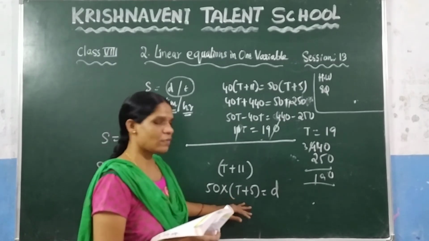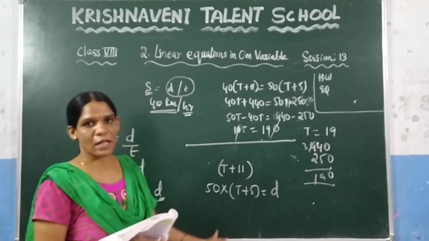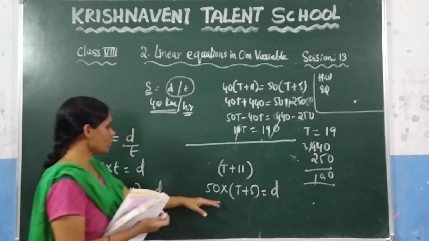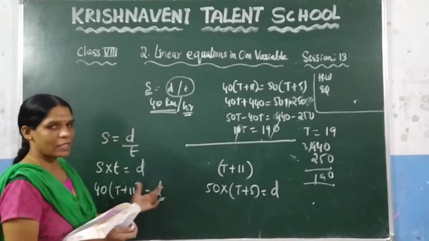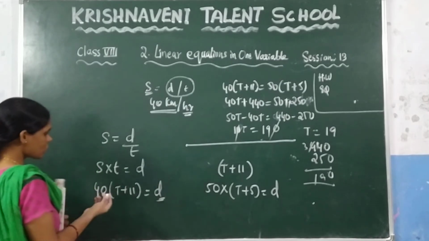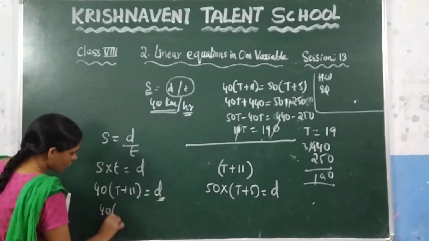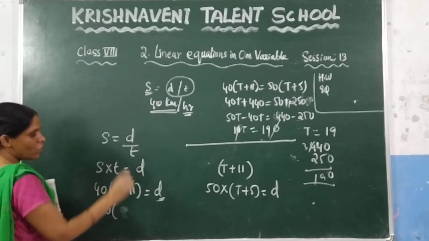If you substitute the t value here, you will get the distance travelled by the train. In any of the equations you can substitute it. You will get the same distance because the train is the same. So substitute any of the values here, 40 into, in place of t, what you got here?